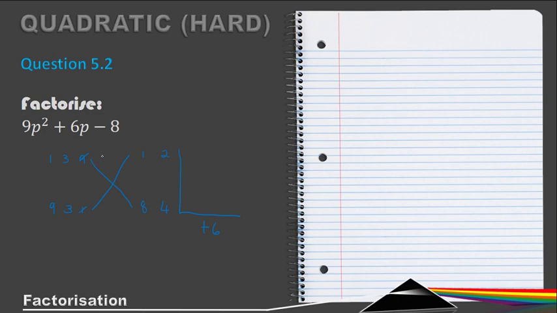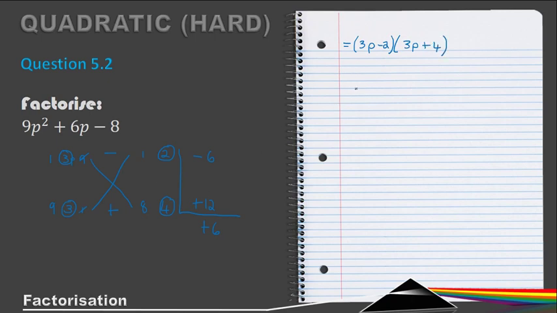Now 12 and 6 can give me 6, so I can say 3 times 4 is 12, and 3 times 2 is 6. So to get plus 6, I need to say plus 12 minus 6. And then I put the minus over here and the plus over here. And then I have 3p minus 2. So my answer is 3p minus 2 and 3p plus 4.